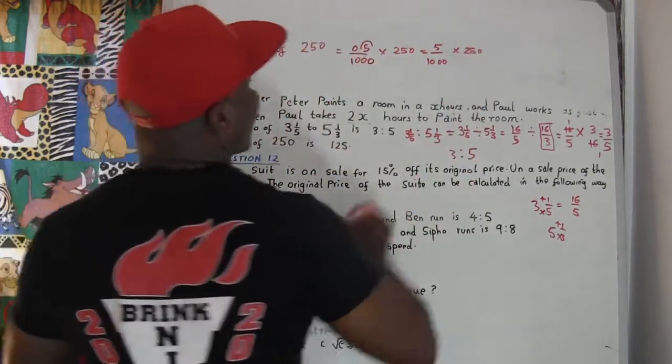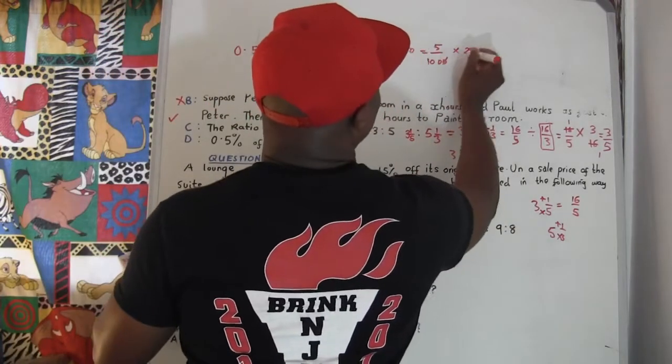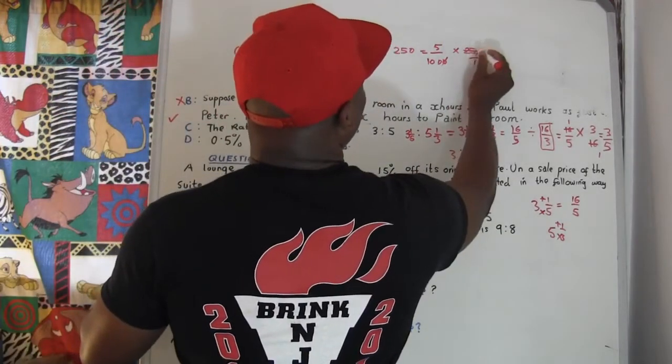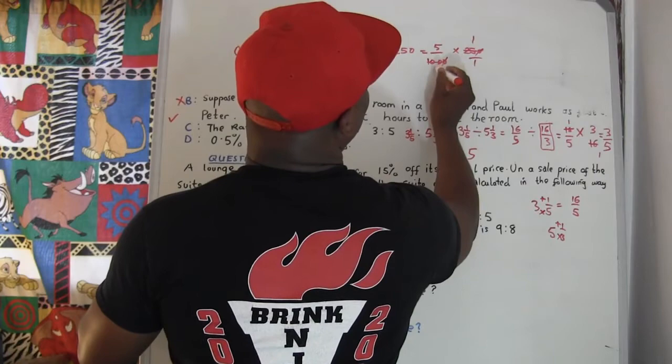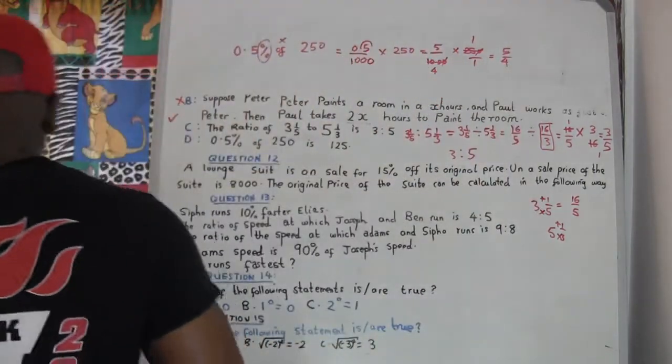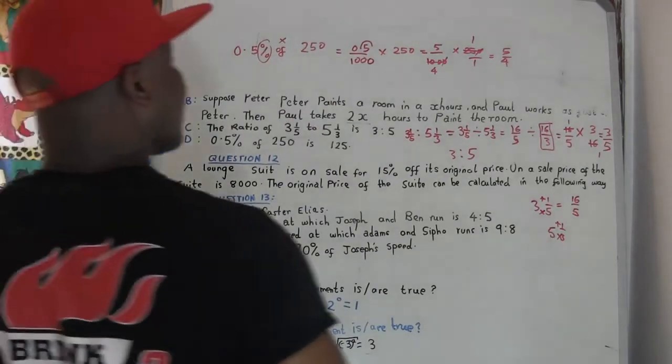You know what I'm saying? So now I can say this is put over 1, 0 and 0, cancel because you multiply. Now you go 25 itself 1. How many 25 in 100? There are 4. So finally I'm left with 5 over 4. Excuse me, sorry. 5 over 4.